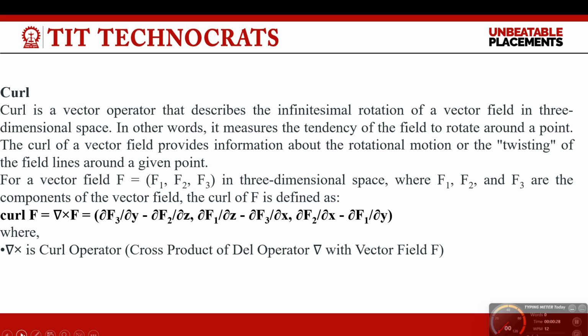The curl of F, del cross F, equals this expression: del F3 by del Y minus del F2 by del Z, comma, del F1 by del Z minus del F3 by del X, comma, del F2 by del X minus del F1 by del Y. This is the curl operator, which is the cross product of the del operator with vector field F.